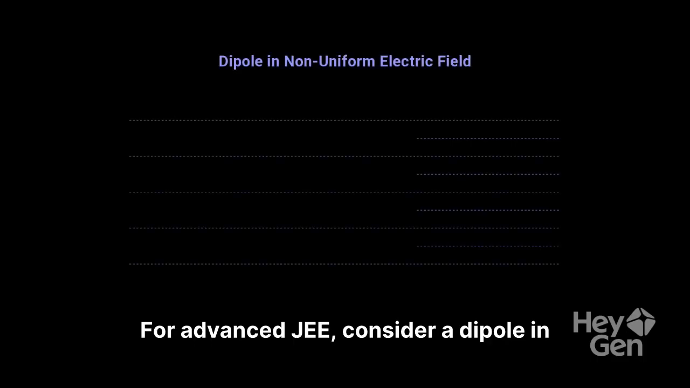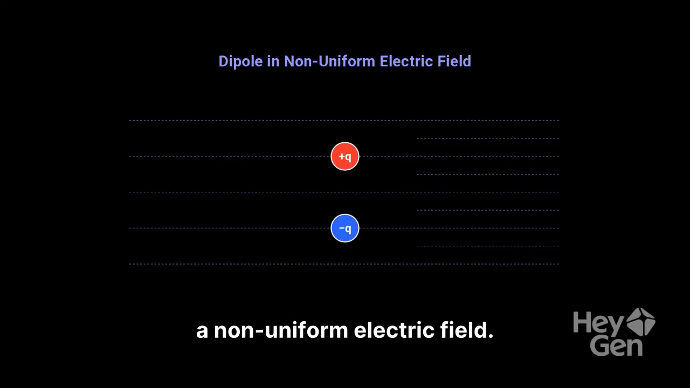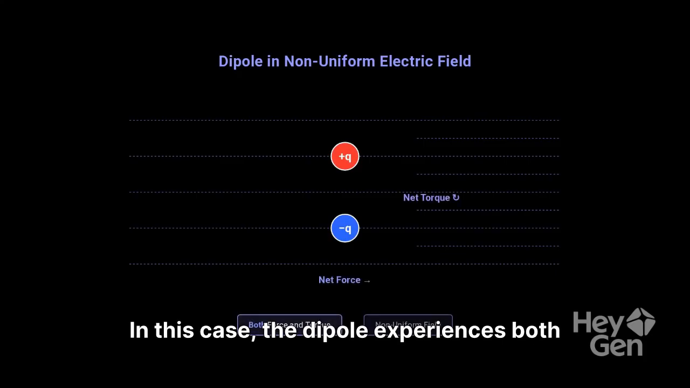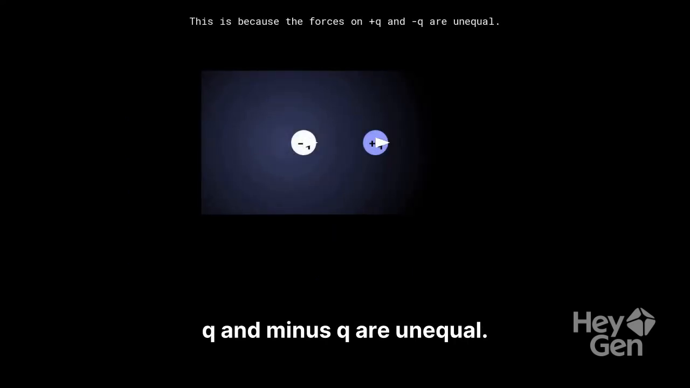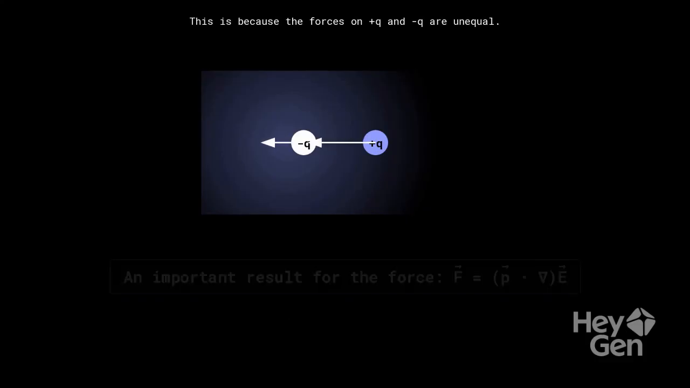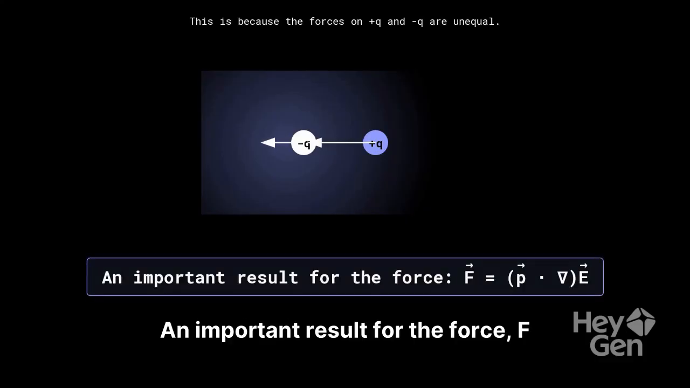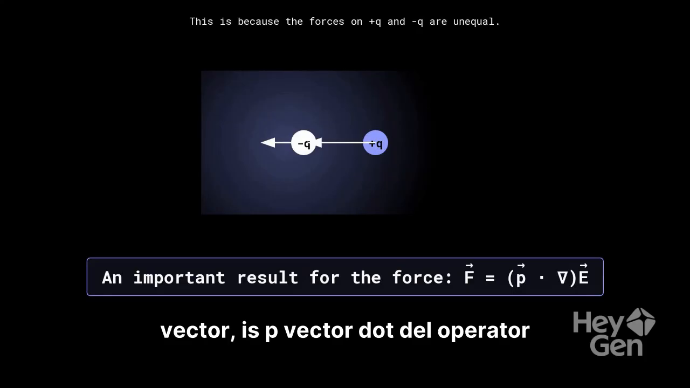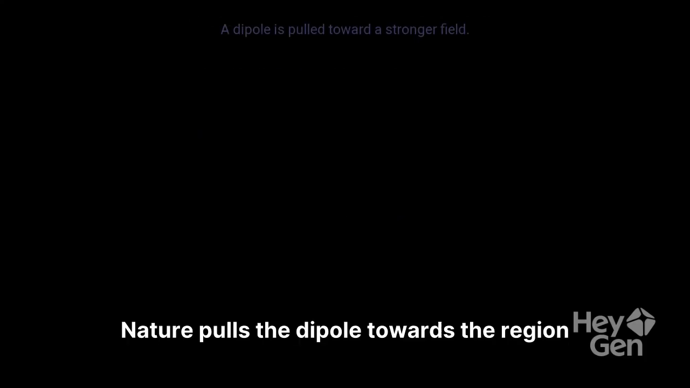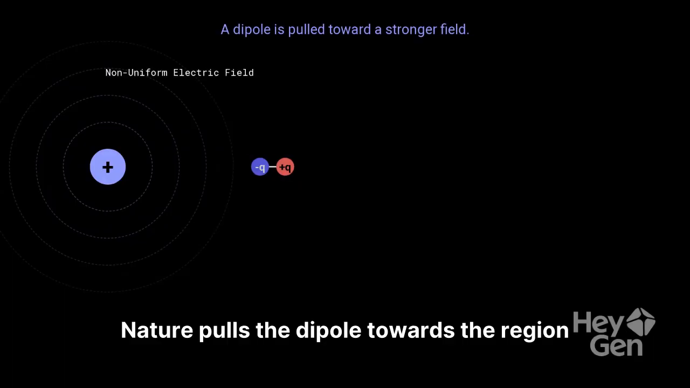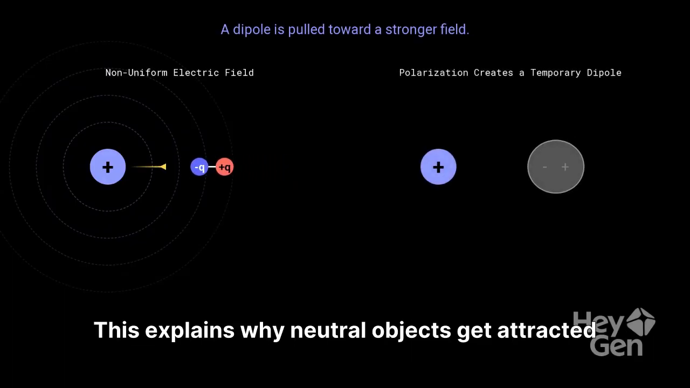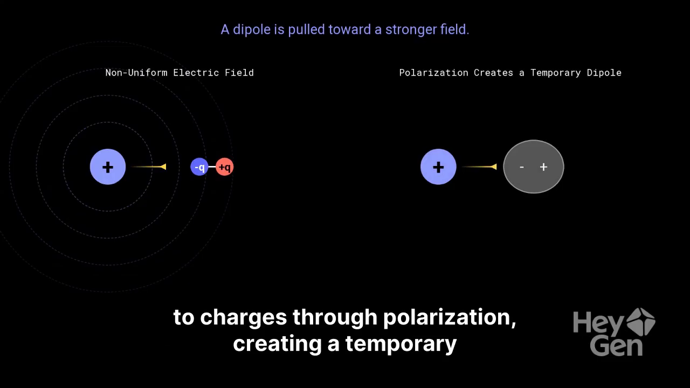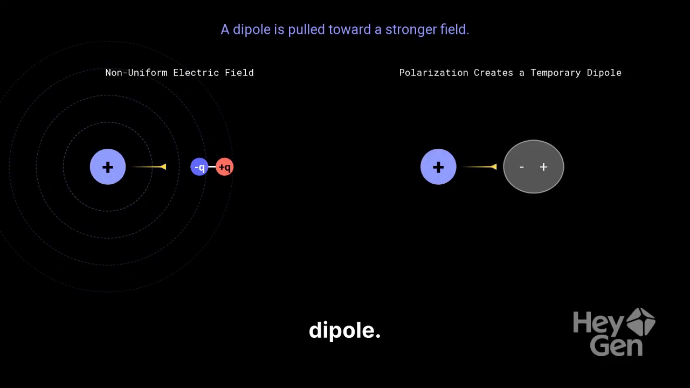For advanced JEE, consider a dipole in a non-uniform electric field. In this case, the dipole experiences both a net force and a net torque. This is because the forces on plus q and minus q are unequal. An important result for the force, F vector, is p vector dot del operator acting on E vector. Nature pulls the dipole towards the region where the electric field is stronger. This explains why neutral objects get attracted to charges through polarization, creating a temporary dipole.